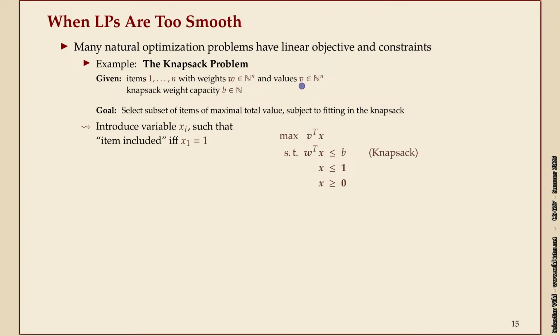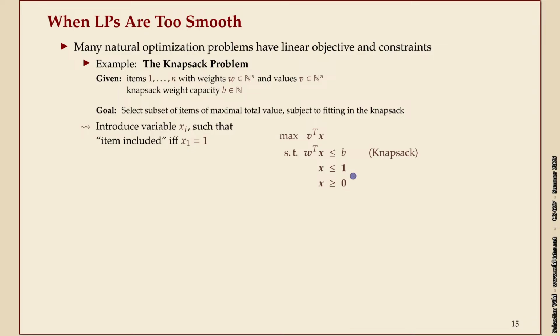I've written them here in vector notation because we're used to that anyways from LPs. And then we have a weight constraint for the knapsack. And the goal is to select a subset of the items with maximal value, but weight at most the constraint, the capacity. So you can easily write this as a linear program where you maximize the dot product of values and the variables, where you set the variable to 1 if the item is included, and you imagine it's 0 if not.